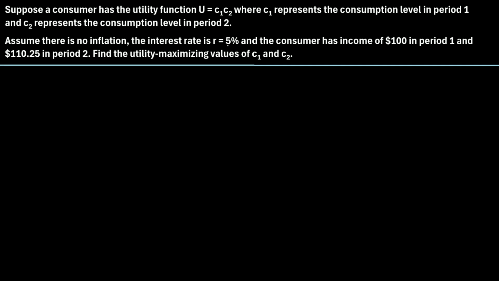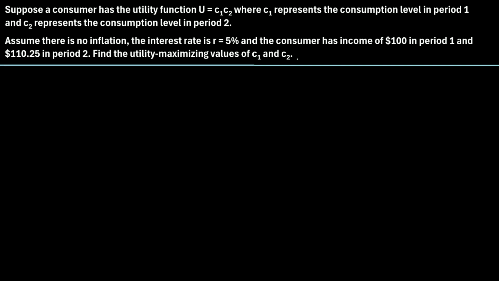This says, suppose a consumer has the utility function U, the utility, is equal to C1 times C2, where C1 represents the consumption level in period 1, and C2 represents the consumption level in period 2. Assume there is no inflation, the interest rate is R equals 5%, so this is the rate at which the consumer can borrow money or the rate at which they can earn interest on their savings. And the consumer has an income of $100 in period 1 and $110.25 in period 2. Find the utility maximizing values of C1 and C2.